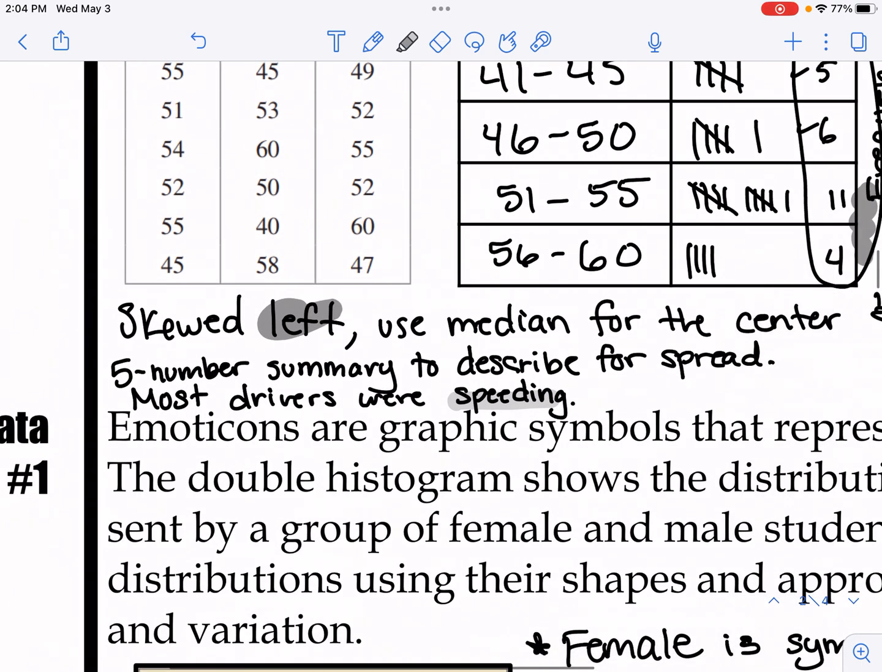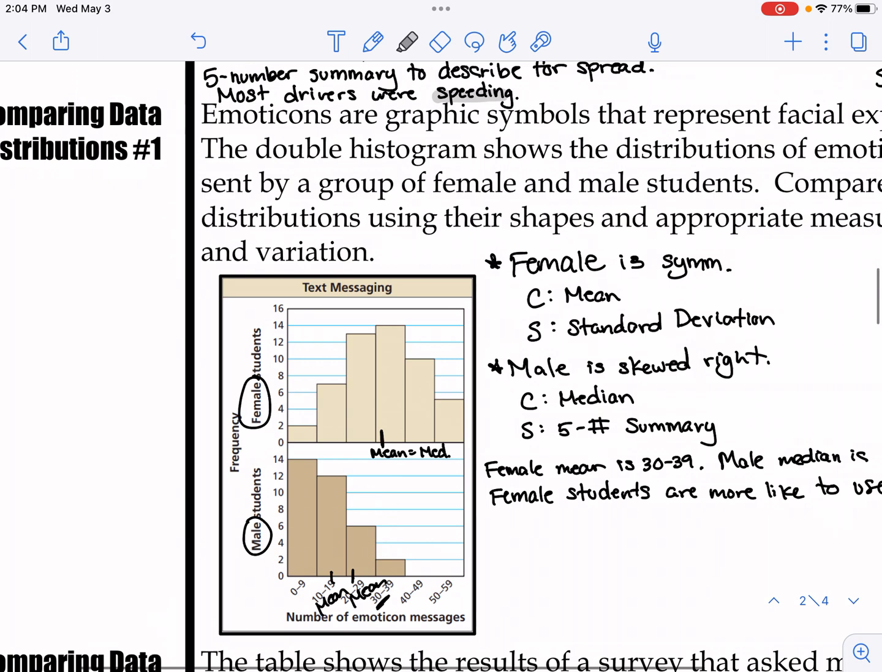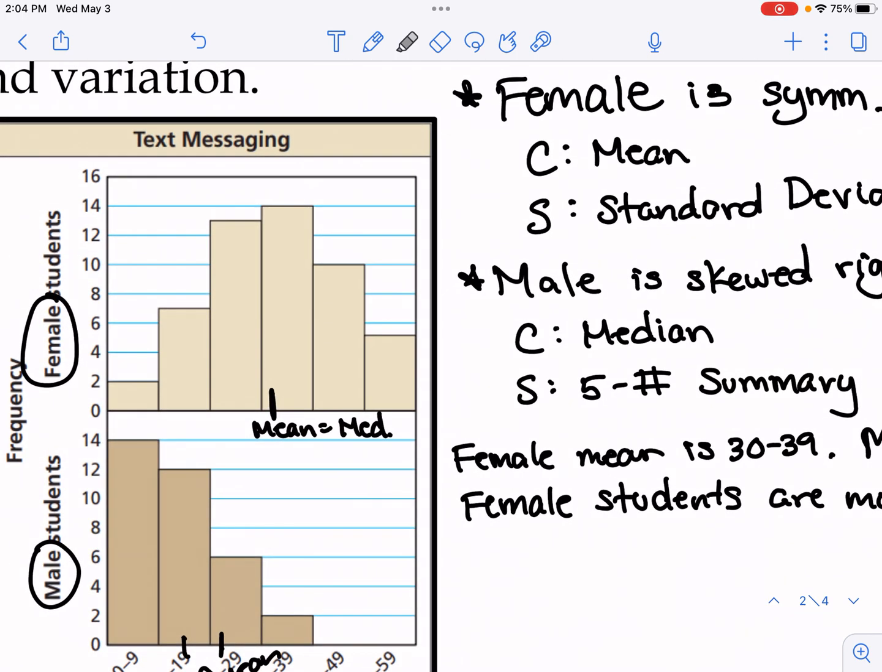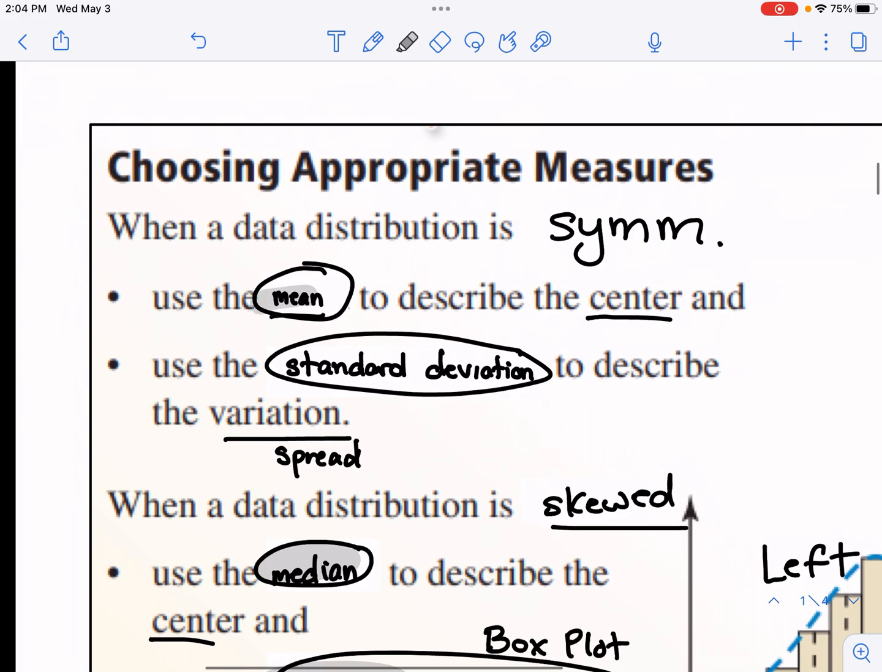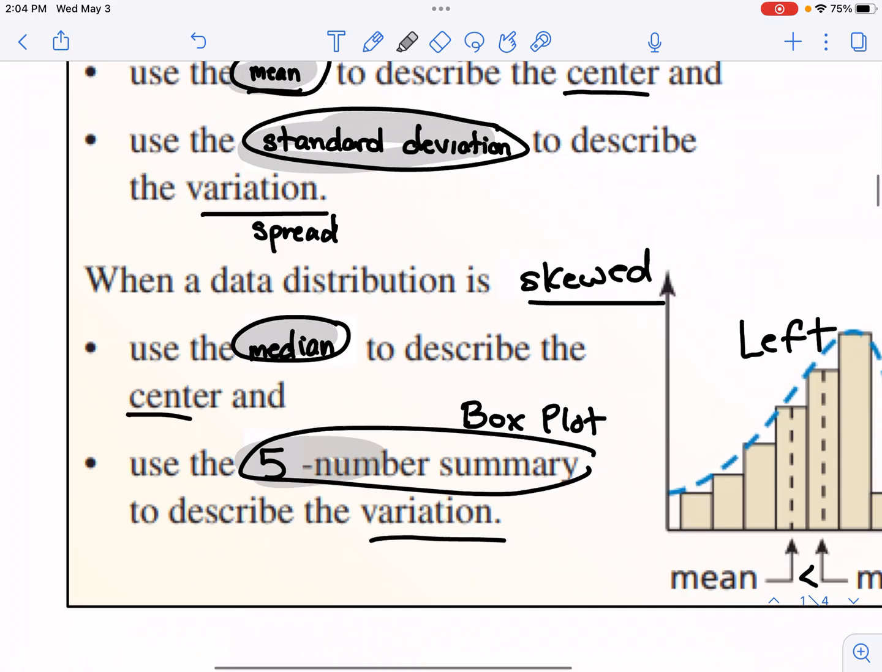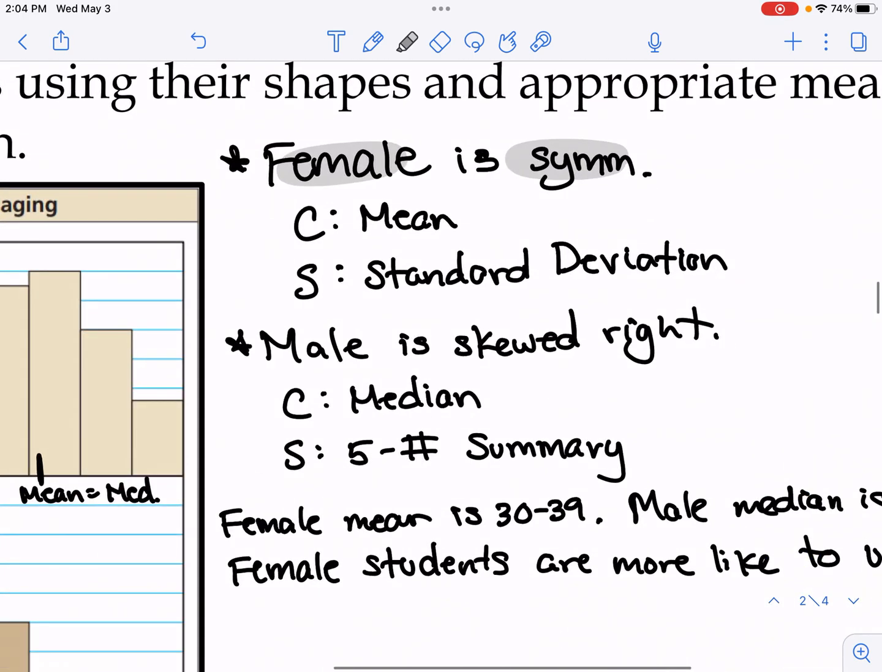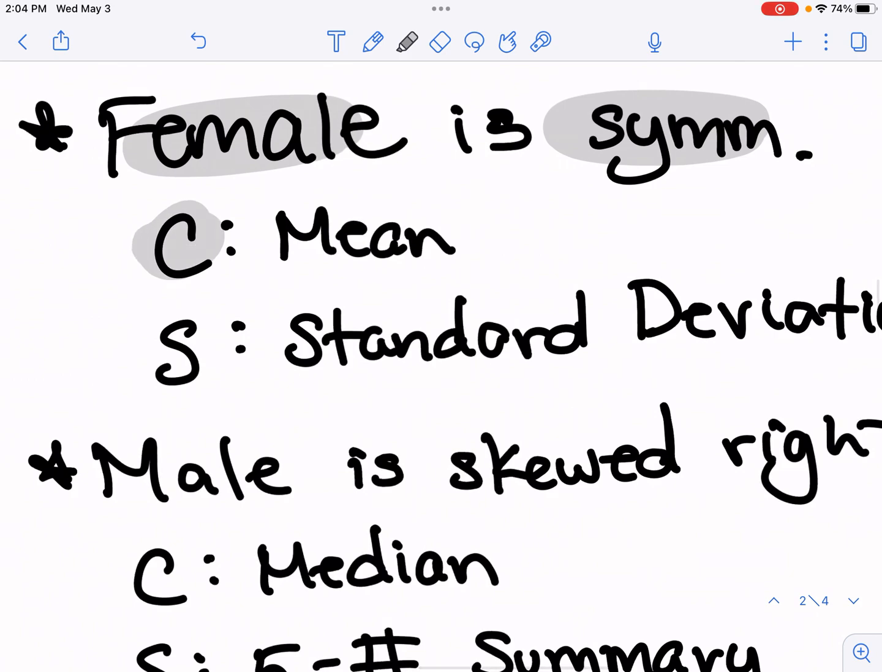Okay. Now, separately from there, going to the next example, this talks about how many emojis people that identify as female or male are using. So we already have the histogram there. We're just describing it. For females, this is symmetric. And when something is symmetric, we use the mean and the standard deviation to describe it. So that's what I'm putting here. For the center, C, we use the mean. For the spread, we use the standard deviation.